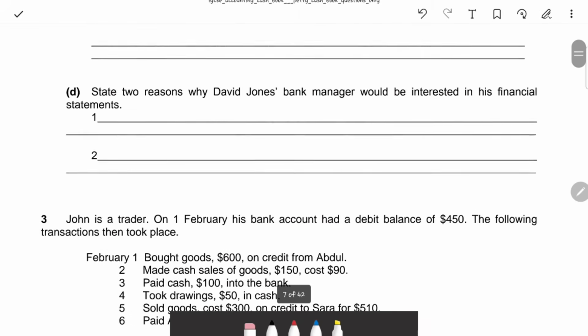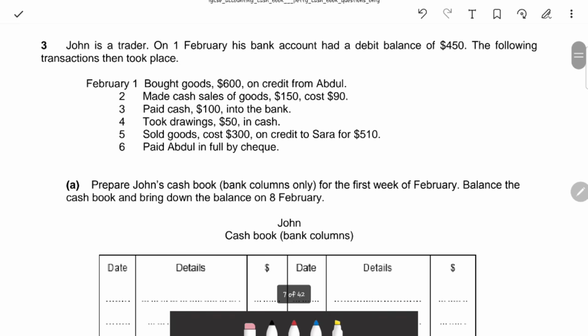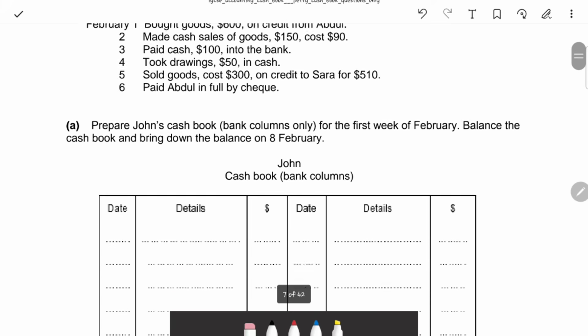Now let's have a look at this. Question 3 is telling us John is a trader, and on 1st February his bank account had a debit balance of 450. So it had a debit balance of 450, and the following transactions took place. So again, we have to only record the cash book.